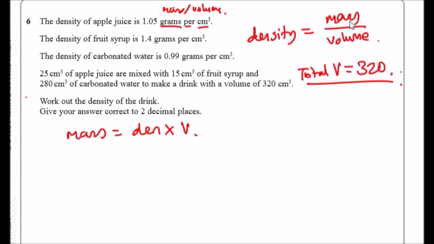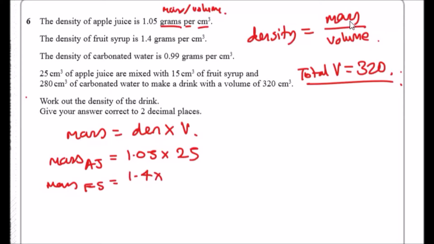Let's find the mass of apple juice. This is going to be density times volume, so 1.05 times 25. Then the mass of fruit syrup is going to be 1.4 times 15. Same for carbonated water: mass of carbonated water, CW, is 0.99 times 280. Now all you do is work this out and then add up the total result. So let's do each one.